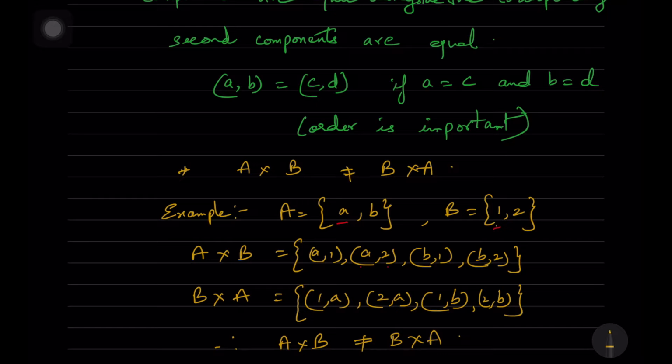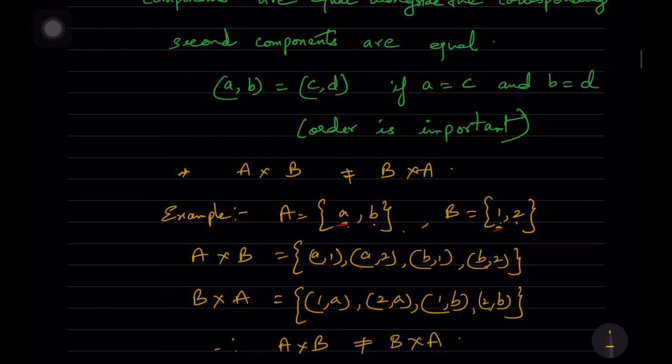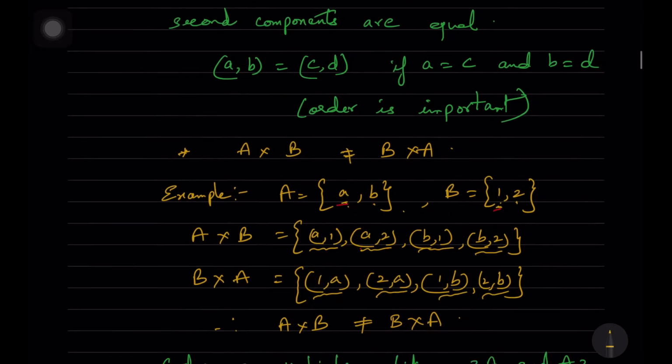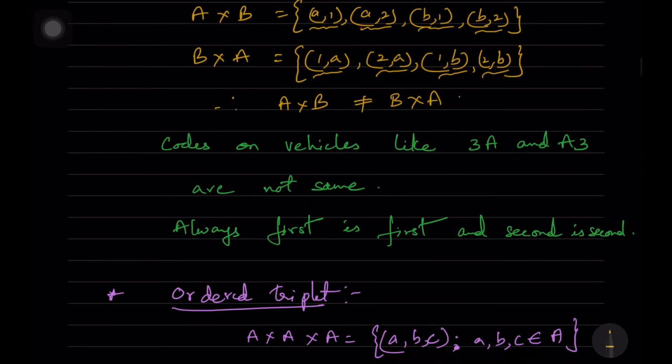Now again, what is B cross A? B cross A, we are taking B as the first set now. So we'll start from (1,a), (1,b), then (2,a), then (2,b). So we are getting, therefore A cross B is not equal to, you can see over here, (a,1) is not equal to (1,a), (a,2) is not equal to (2,a), (b,1) is not equal to (1,b), and (b,2) is not equal to (2,b). Therefore A cross B is not equal to B cross A.